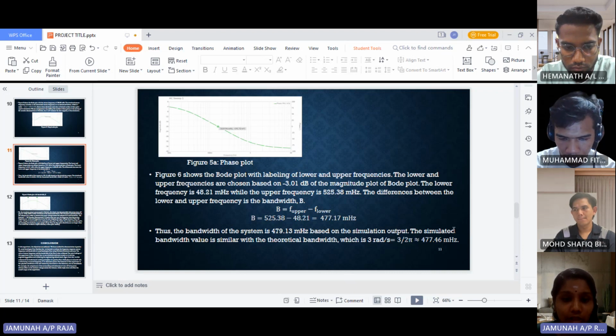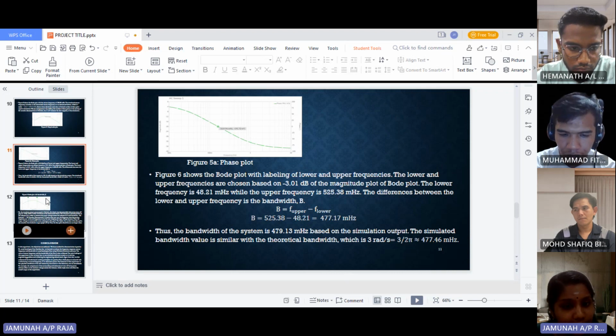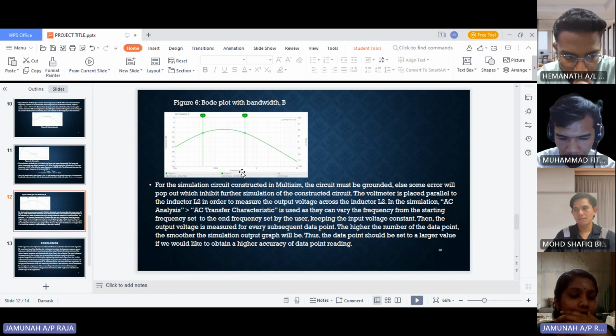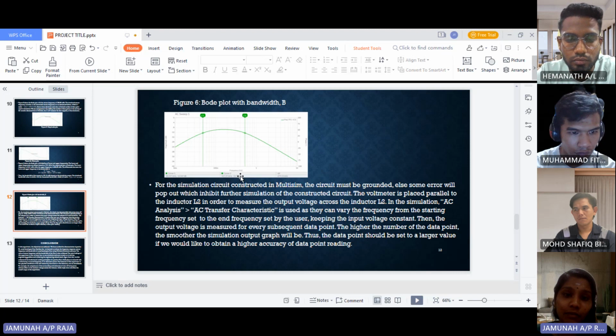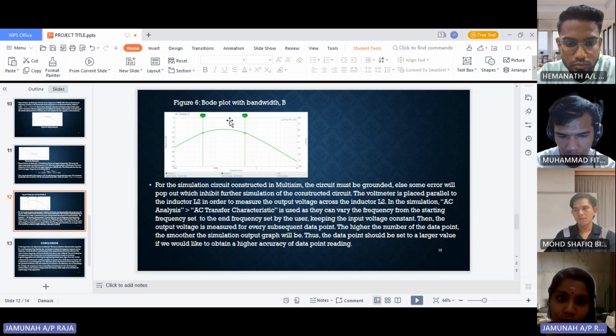The simulated bandwidth value is similar to the theoretical bandwidth, which is 3 radians equal to 3 over 2 pi, equal to 477.76 megahertz. For the next slide, previously I explained about the plot with the bandwidth. This is the figure for the plot with bandwidth and the upper and lower frequency.